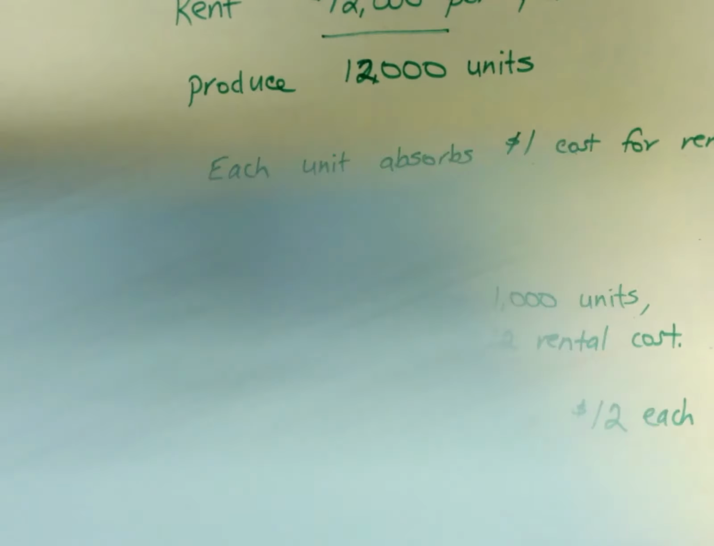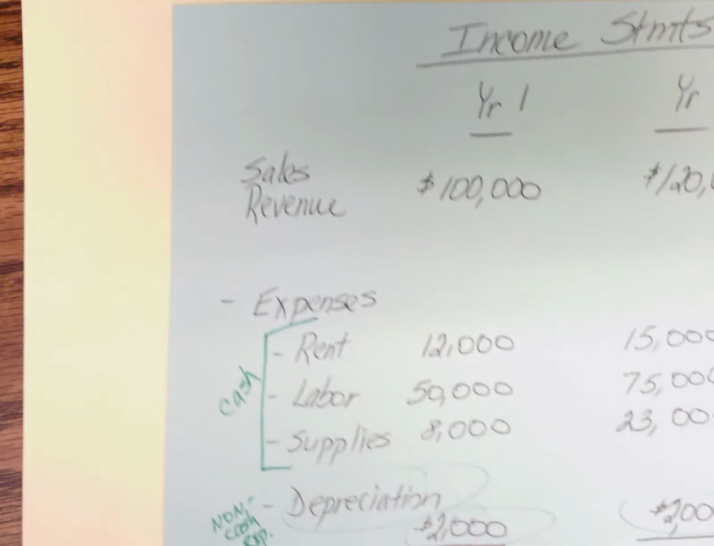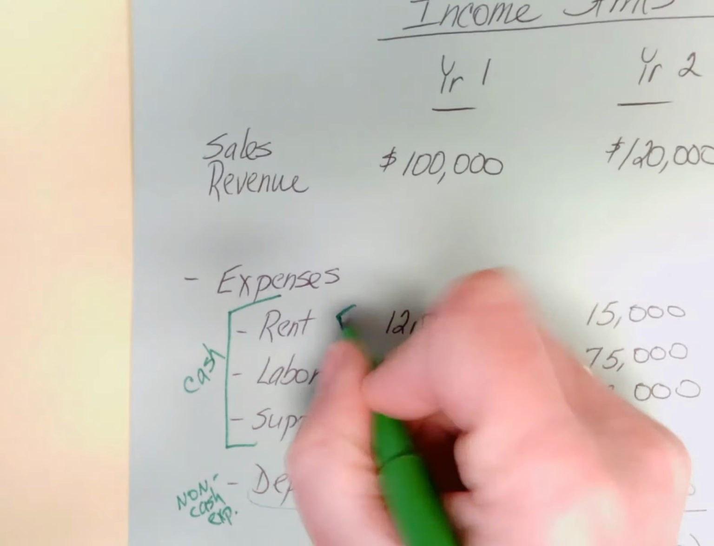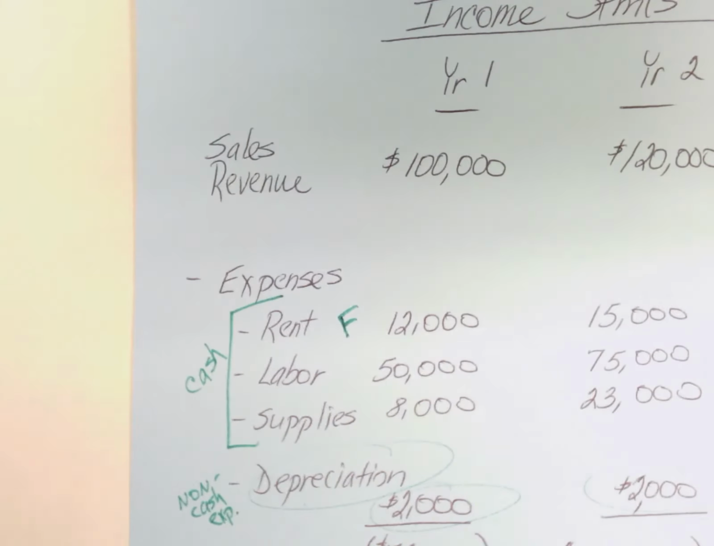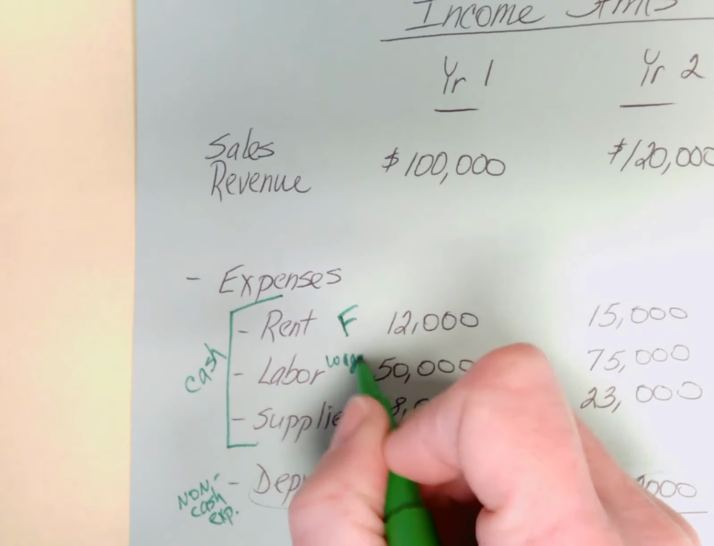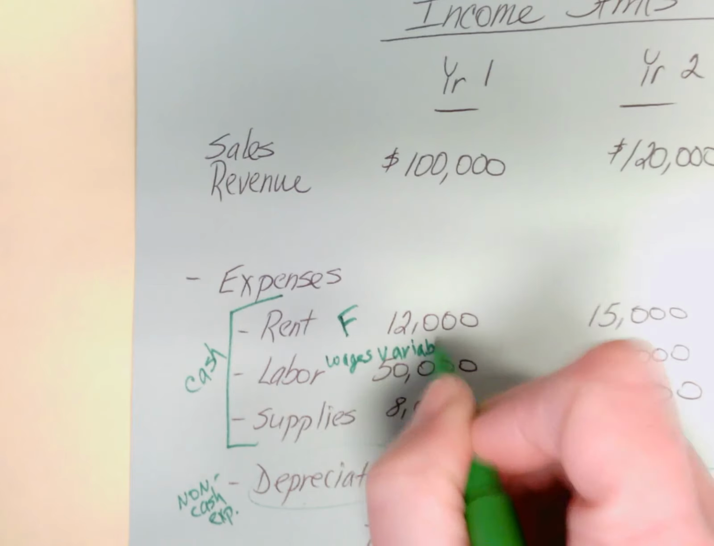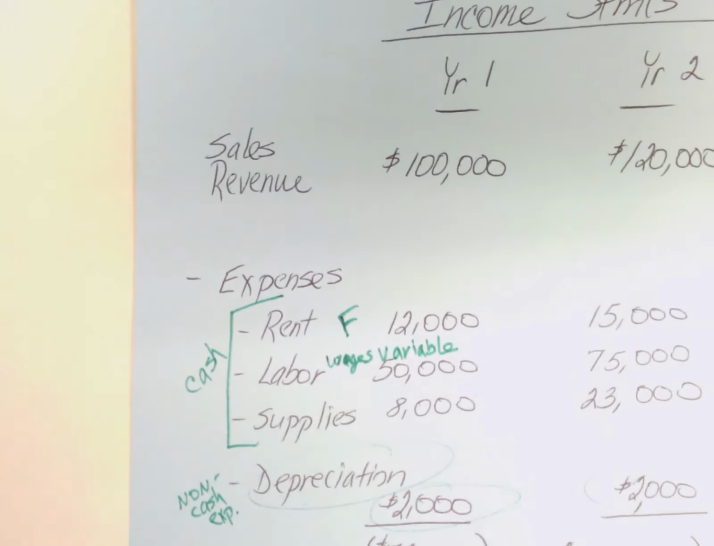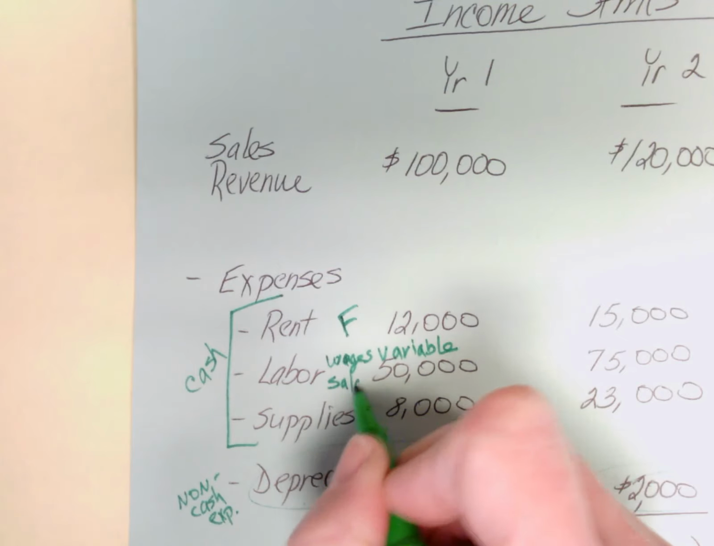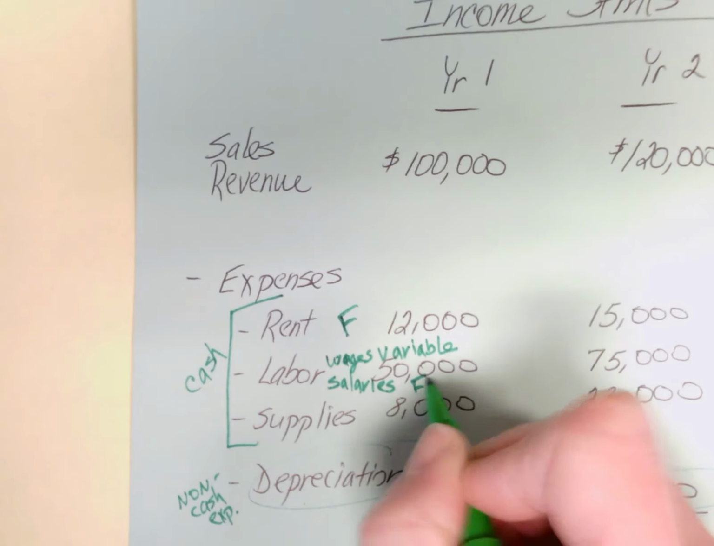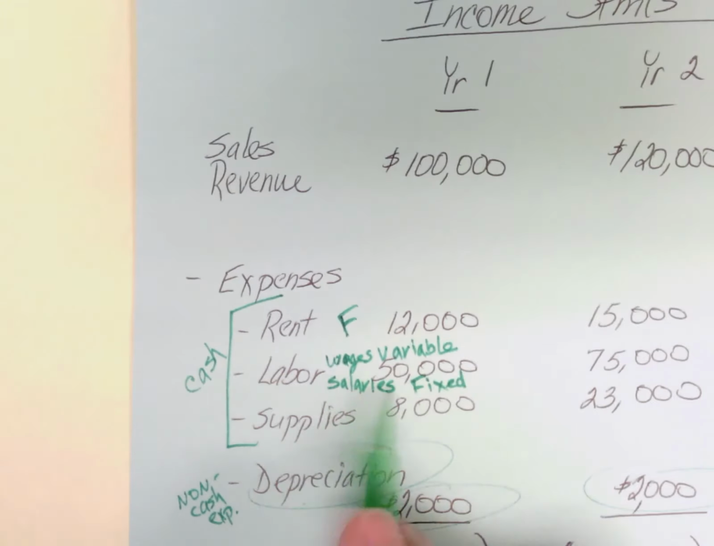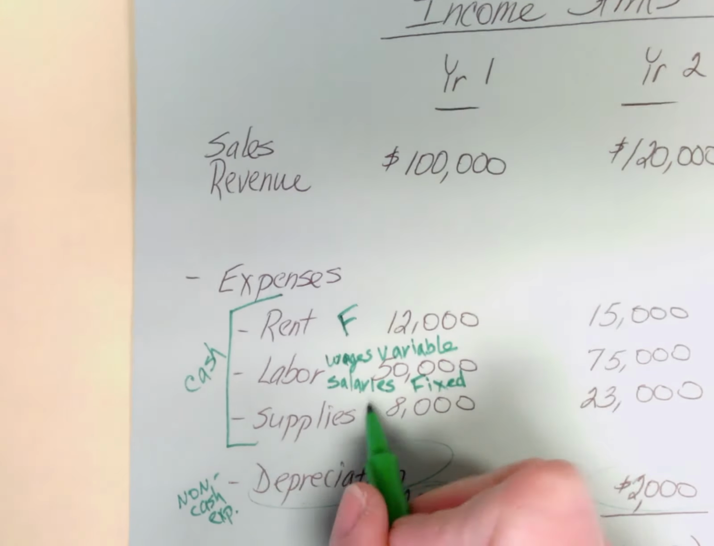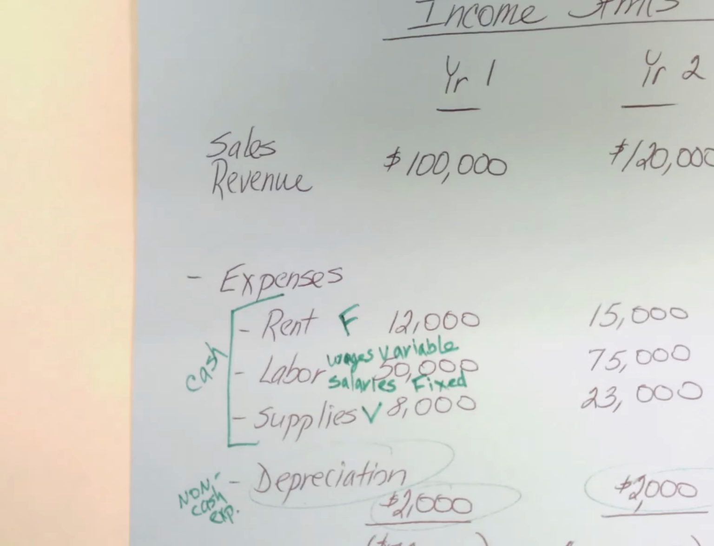So looking back at our income statement here, rent would be a fixed cost. Labor could be variable or fixed, depending on if it's wages or a salary. Wages would be probably variable, right? The more people work, the more their hourly wages are. But if it was salaries, that would probably be considered a fixed cost. So it depends on who's working and how that labor cost varies with production levels. Supplies would probably be variable, right? Because the more units that are produced, the more supplies you need. So that would probably be a variable cost.